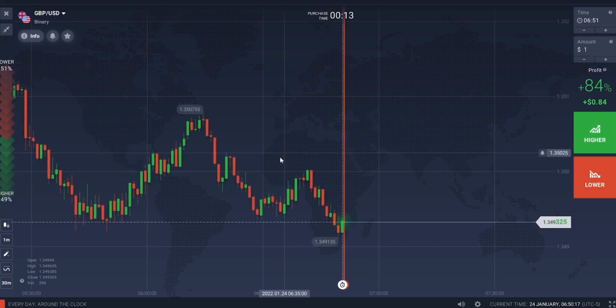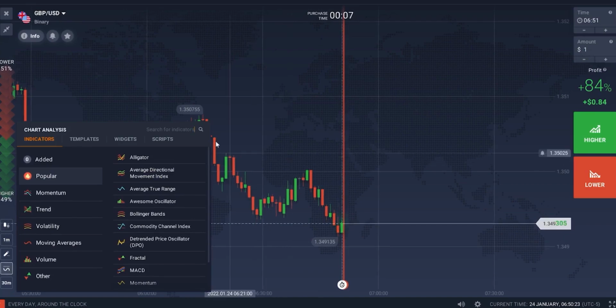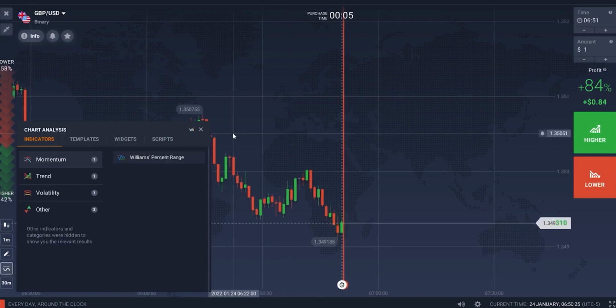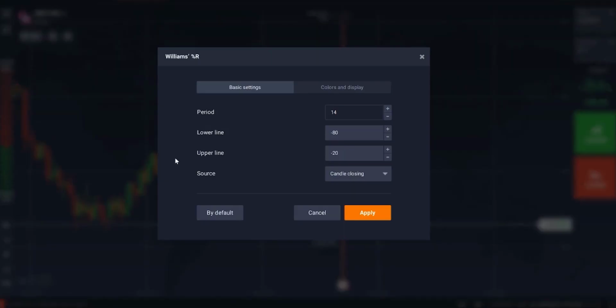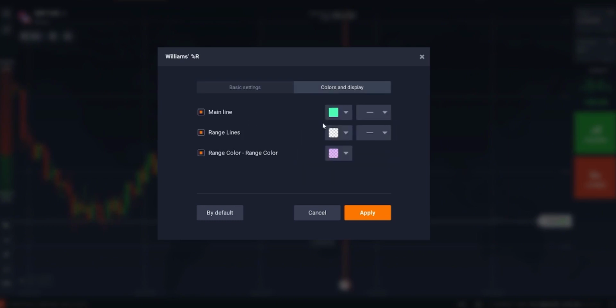Alright, we need two oscillators to use this strategy, and I'll add them to the chart and explain them in detail. The first oscillator we need is the Williams, which we'll add to the chart. We need to make a few adjustments to its settings. We'll change the period from 14 to 6 and adjust the default upper and lower lines from -80 and -20 to -95 and -5. I'll also increase the line thickness so you can see them more clearly in the video.